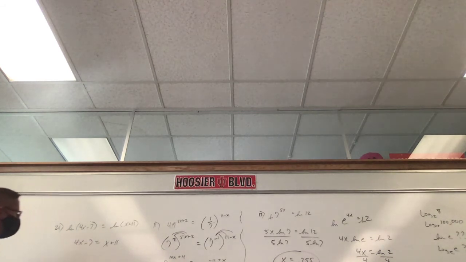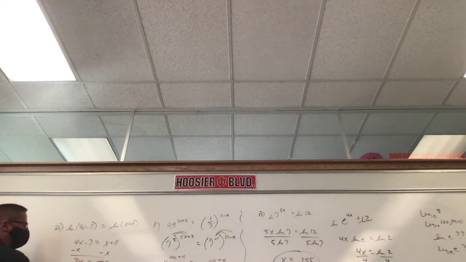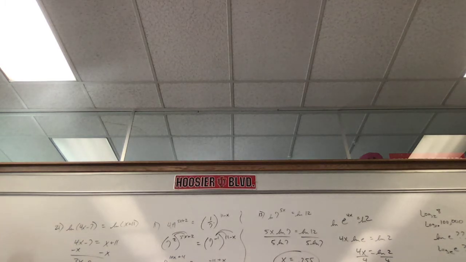So, all right, then we subtract x. 3x minus 7 is 11. Add 7. 3x is 18. Divide by 3. X is 6.